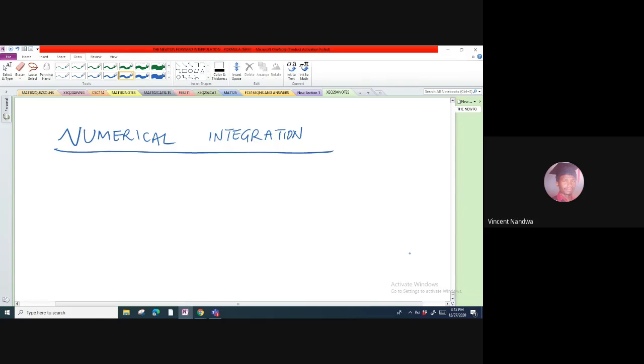Okay, welcome. Today we're going to learn about numerical integration. So, as usual, we'll start by defining what we mean by numerical integration and then derive the formula for carrying out numerical integration, and then finally do some examples on numerical integration. So, let's give the definition.